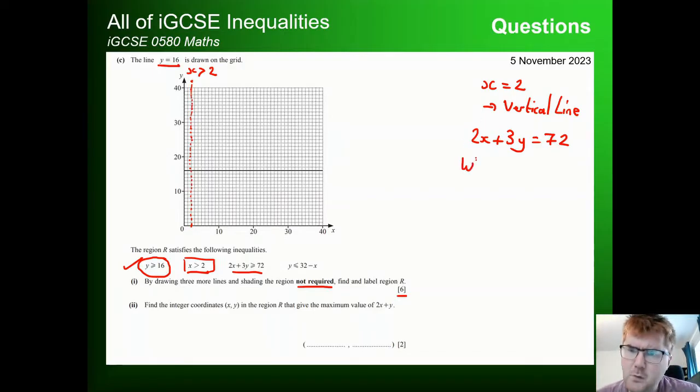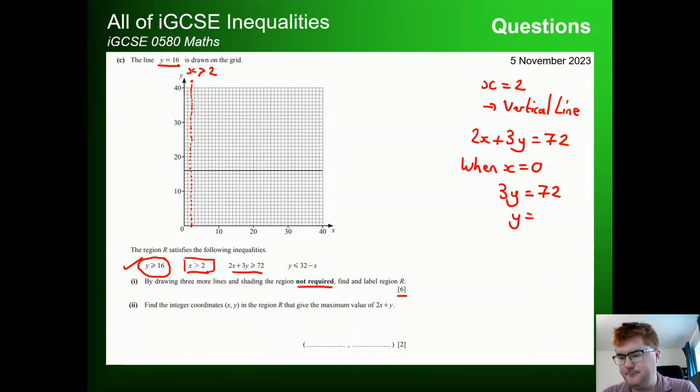So what do I mean by that? Well, when x is equal to 0, so I'm going to pop in x is 0 here. Notice this term is going to disappear. We leave ourselves with y. So 3y is equal to 72. Therefore y, we want that on its own, so we need to divide that by 3. Let me get my calculator out for the first time in this video. We get then the answer of 24.